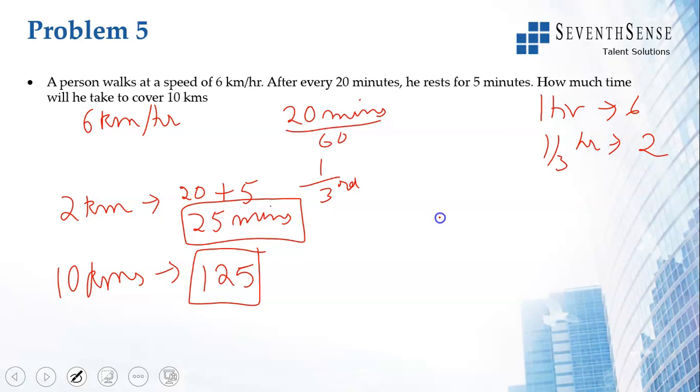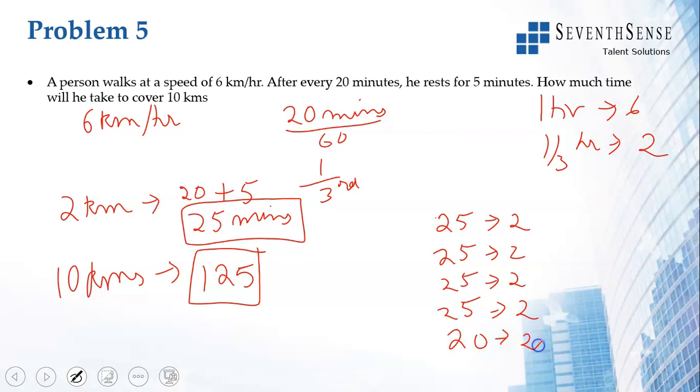Let us say the first 25 minutes he covers 2 because it is 20 plus 5. The next 25 minutes he covers 2. So let's say 4 times that happens. Which means now he has covered 8. In 100 minutes, he has covered 8 kilometers. In the next 20 minutes, he has covered 2. It is 10.